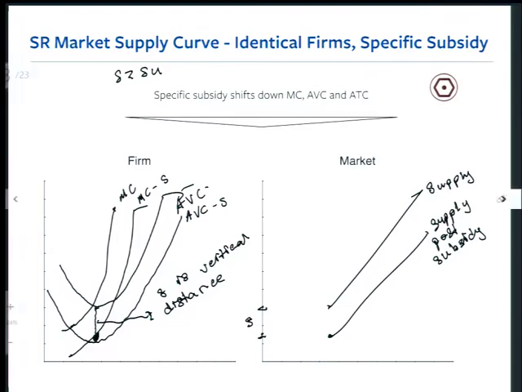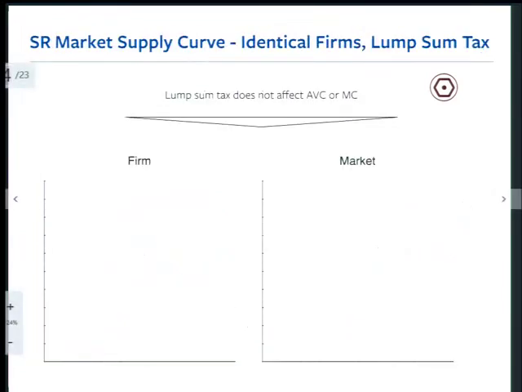So the previous example was a per unit subsidy or per unit tax, meaning that for each unit of production, the firm pays either tau in a tax or gets S in a subsidy. So it's based on how much you produce. If the market produces Q units, then the total tax bill would be tau times Q, or the total subsidy would be S times Q.